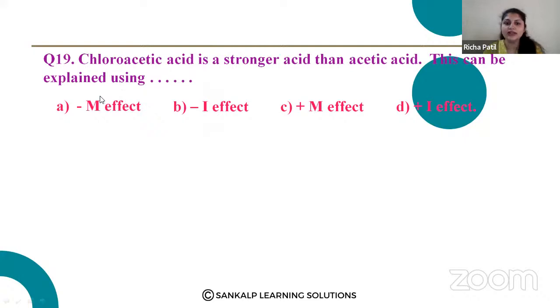Chloroacetic acid is stronger than acetic acid. Yes, this can be explained using which effect? In chloroacetic acid, one of the hydrogens of the CH3 group has been replaced by what?